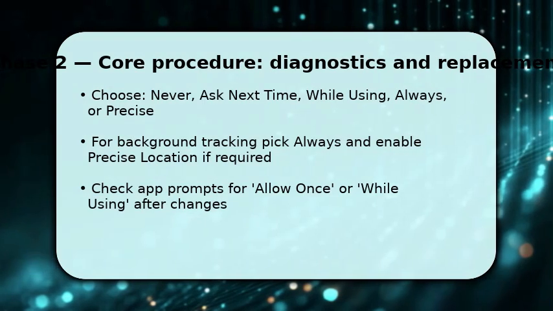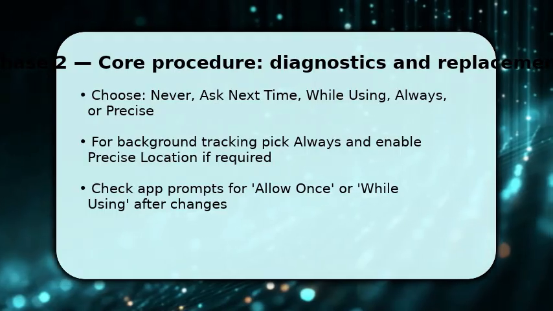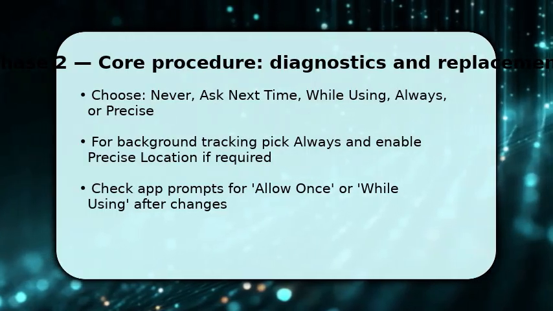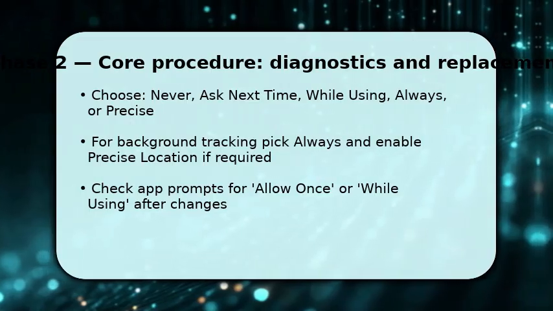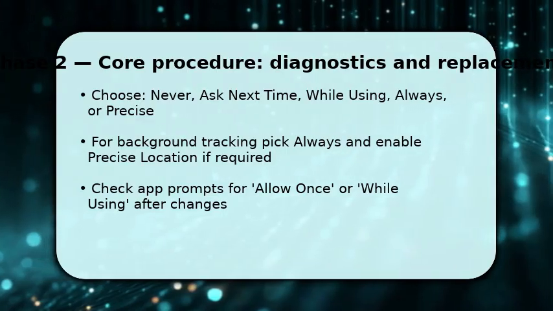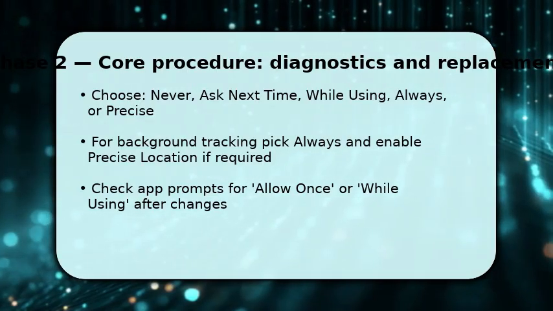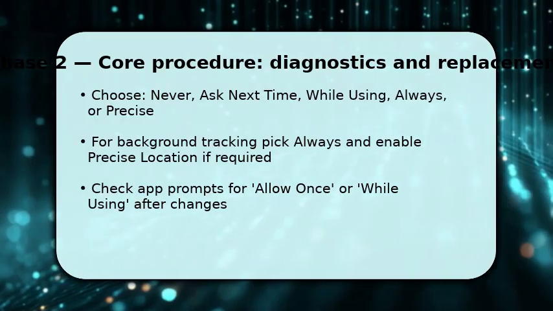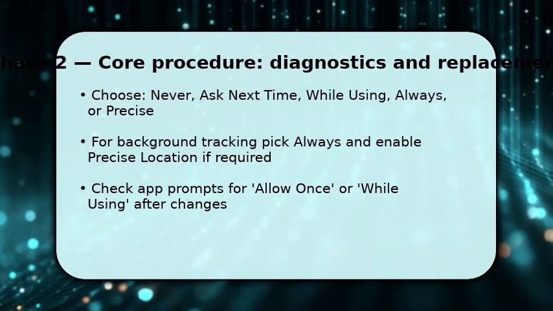Now you'll configure the app-specific permission, which controls when the app can access your location and why that matters for functionality and battery life. Tap the app's entry and location services, then select the appropriate setting, while using for foreground features, always for background services, or allow once for temporary access.